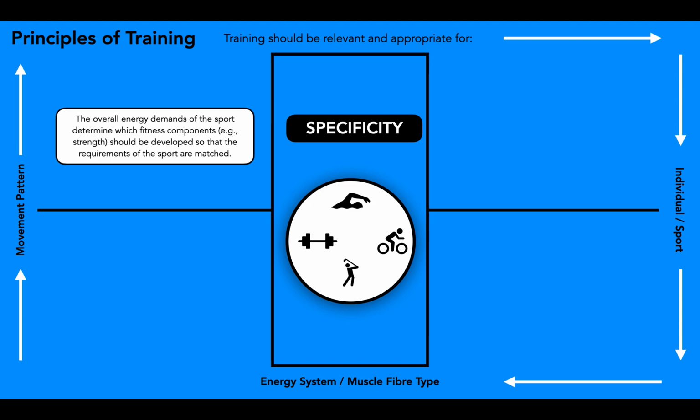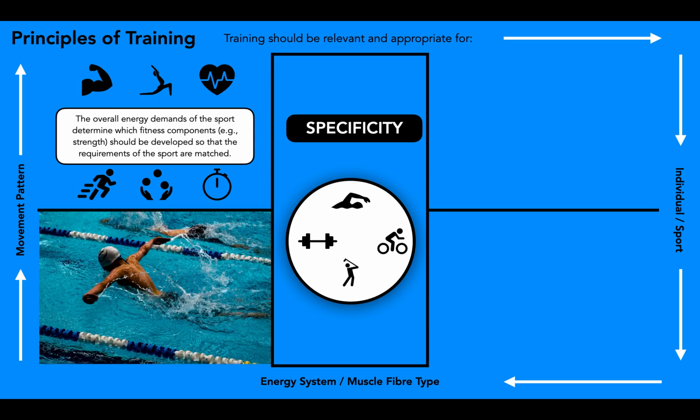The overall energy demands of the sport determine which fitness components should be developed so that the requirements of the sport are matched. So if we take a look at a swimmer, now swimmers tend to focus a lot on speed, muscular endurance, reaction time. However, they need to keep it specific to swimming. Everyone's aware swimming is a highly technical sport, and they need to match this up with adequate health and fitness components to ensure that they can bring about successful performances.